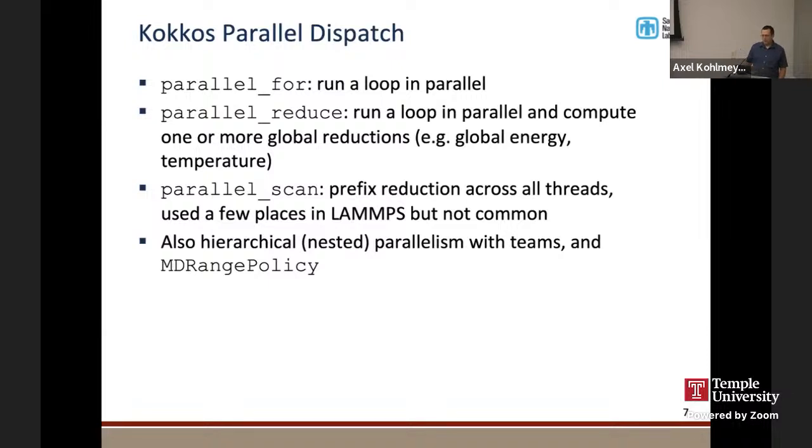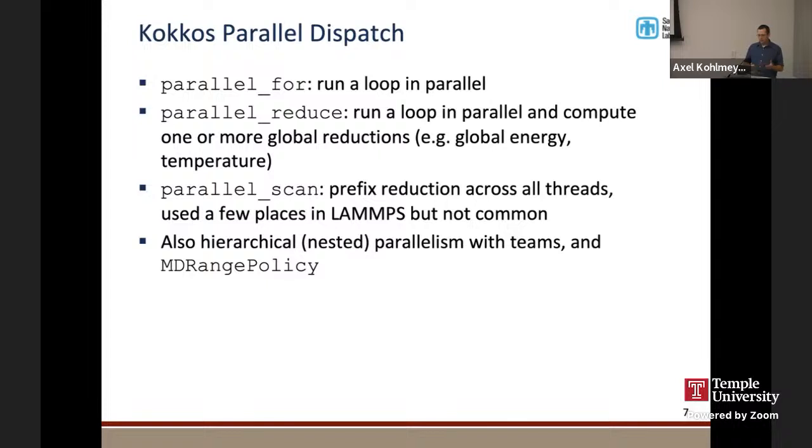Okay, so we talked about these two parts of Kokkos, parallel dispatch. So there's a few different flavors. Parallel for is just a simple run a loop in parallel. Parallel reduce is the same, run a loop in parallel, but you're also going to compute one or more global reductions. So that could be like the global energy, or you need to sum those velocities to get temperature. And then there's also a parallel scan. So parallel scan is a prefix reduction across threads. We use it a few places in LAMMPS, but it's really not that common.